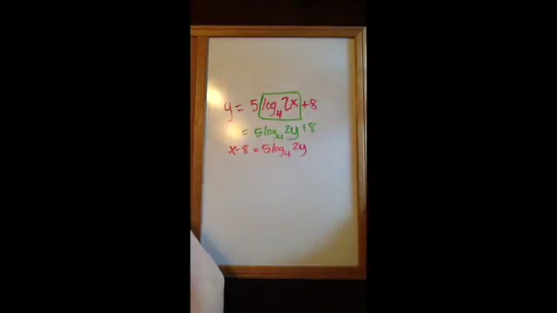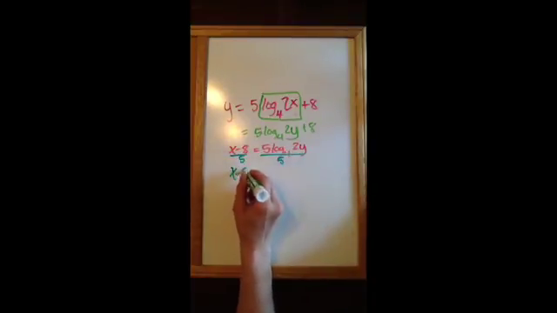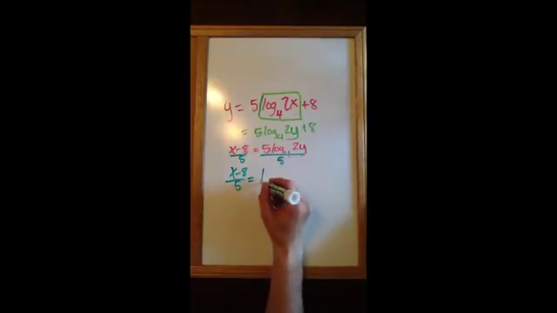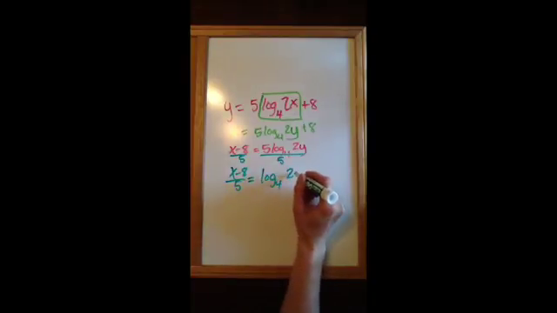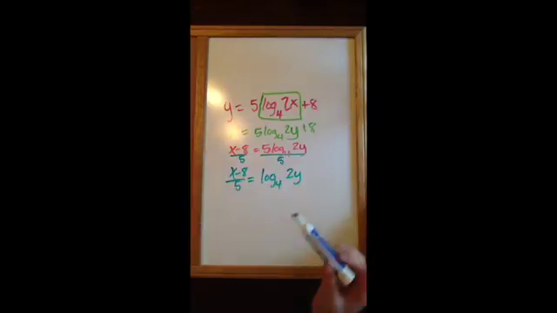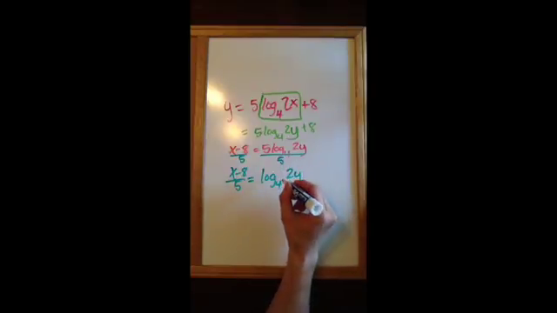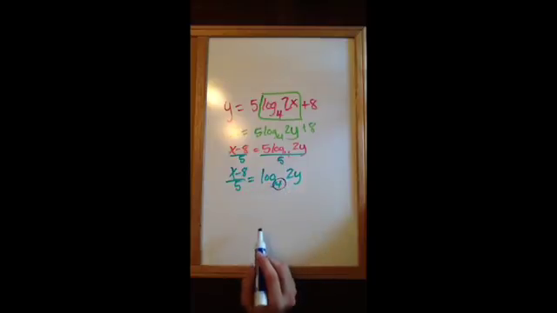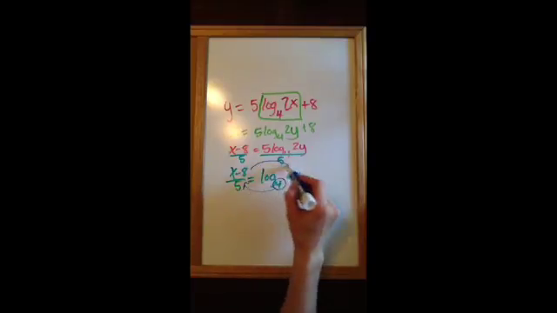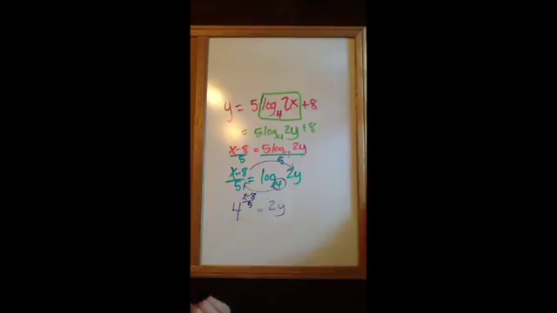So now I have 2y. So I want to undo multiplying by 5. So I'm going to divide this whole thing by 5. So I have x minus 8 over 5 equals log base 4 of 2y. So I'm going to switch forms now that the log is by itself. Remember, to undo log, you switch to exponential. Log and exponential are inverses of each other. So I start with the base, I'm going to hop to the other side, and then hop back. So I have 4 to the x minus 8 over 5 equals 2y.